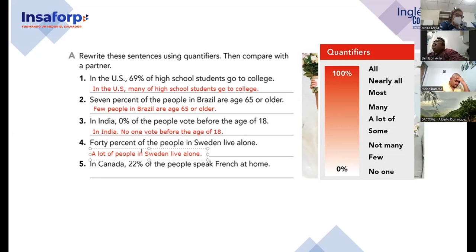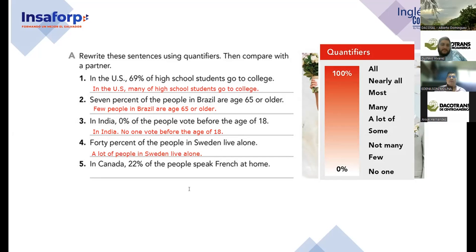A lot of people in Sweden live alone. What do you think about this sentence? ¿Qué piensan de esta oración? ¿Está bien? ¿Le quieren cambiar algo? ¿O sigue la regla de los quantifiers? What do you think? It's few. Ah, you will use few, not a lot. Yes. Why? It's 40%. Okay, but look, 40. Aquí está few. ¿Será que establecemos o ubicamos 40 por ahí?